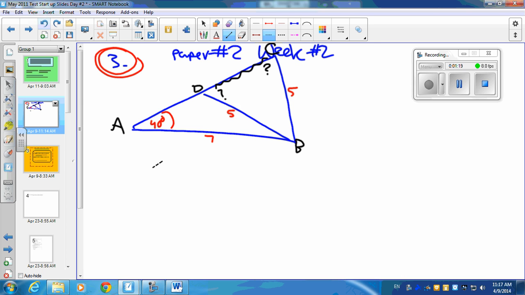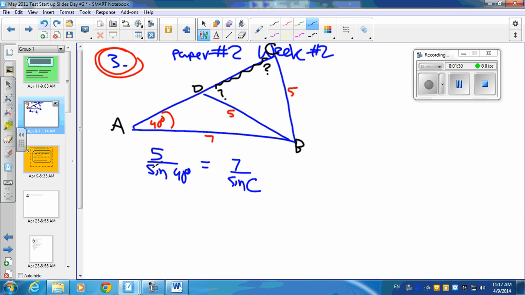5 over the sine of 40 is going to be equal to 7 over the sine of C. And when I cross multiply, I get sine of C is equal to 7 times the sine of 40 all over 5. And so what'd you get for it with 3 decimals? 7 sine of 40 over 5, inverse sine. What did you get?